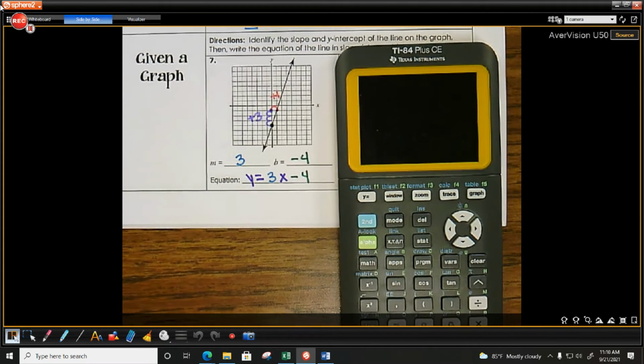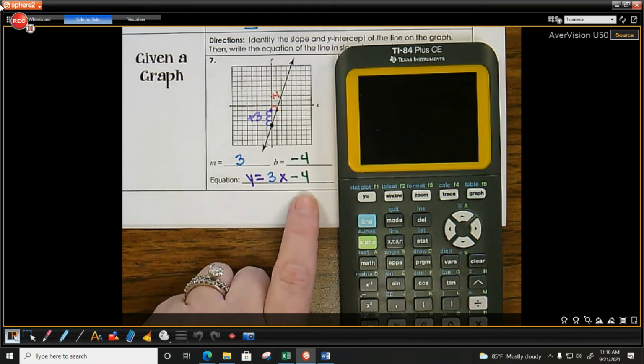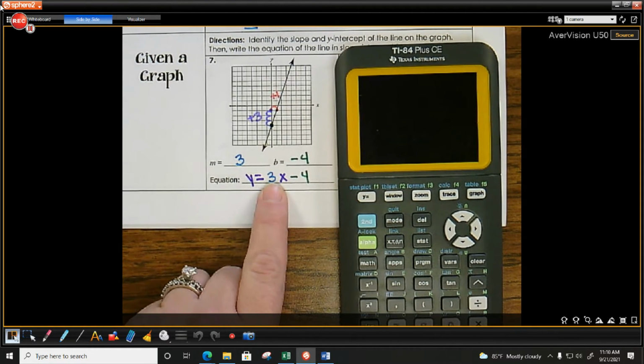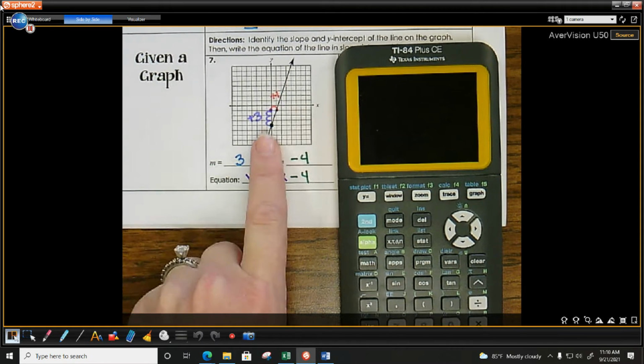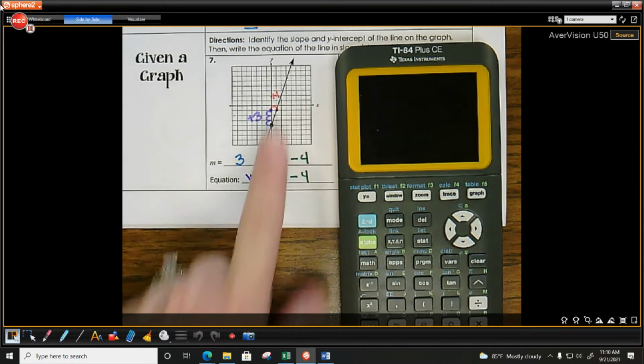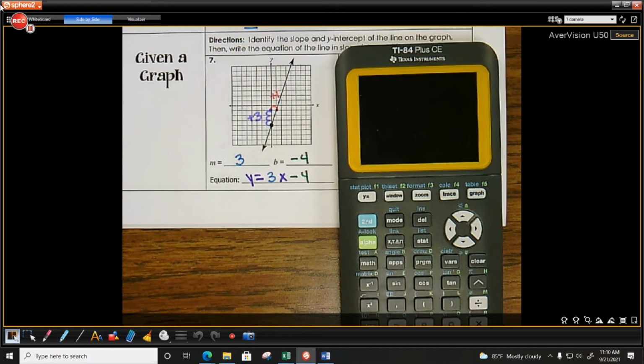We make lots of silly mistakes by having the wrong b sign, whether it be positive or negative, having the wrong slope sign, whether it be positive or negative, and writing it as run over rise instead of rise over run for our slope. So you want to check yourself. None of this math is super hard, but you can make a lot of silly mistakes. We want to check ourselves.